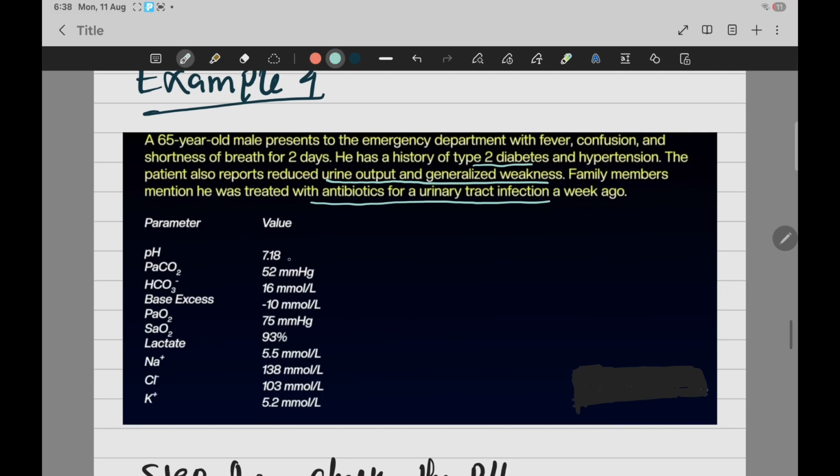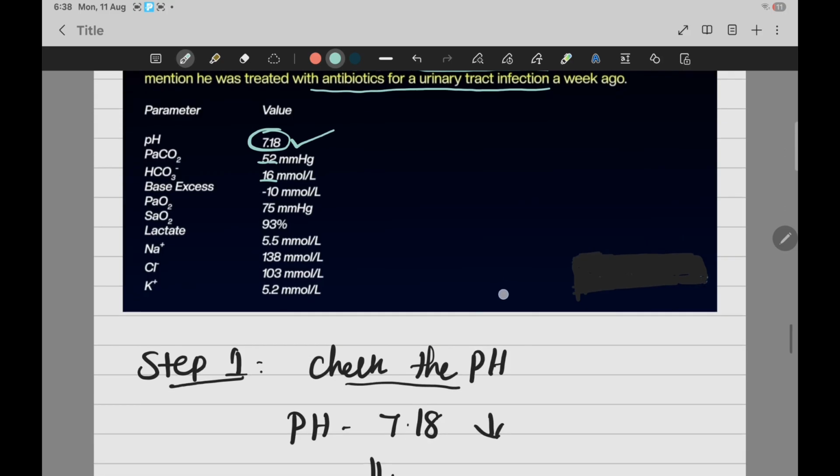Okay, this is the pH. pH was 7.19, severely decreased. So normal value how much? 7.35 to 7.45. Severely less. PaCO2 was how much? PaCO2 52. Bicarb was 16. Okay. Basics we can go on, we can go fast and see.